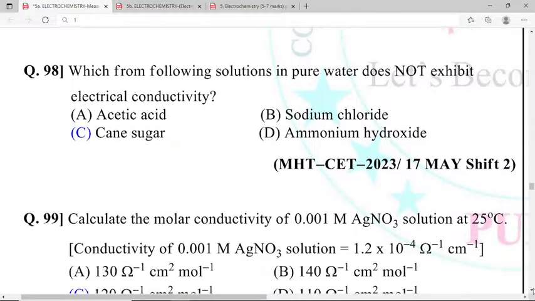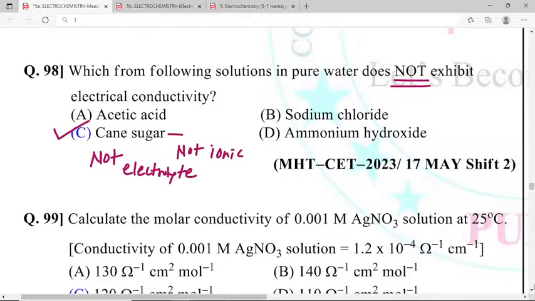Which of the following solutions in pure water does not exhibit electrical conductivity? Cane sugar does not conduct electricity because there is no ion formation. Not ionic. Not an electrolyte. Sugar is not an electrolyte.